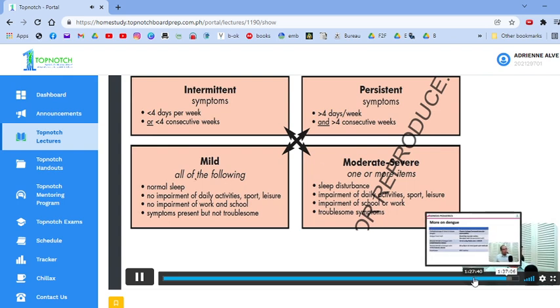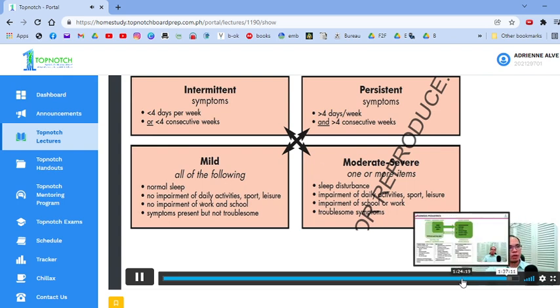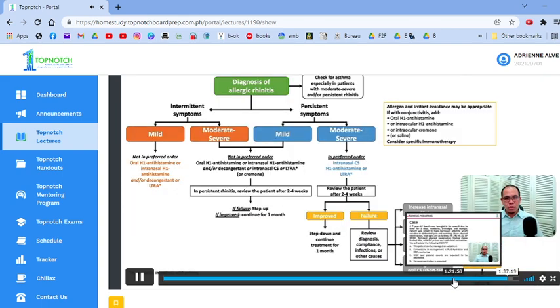Okay? Dapat sa mild, all of the following. Dapat walang interruption, normal sleep, walang activities na impaired, normal work, ganyan. Any one of these, moderate to severe na siya. Okay? And how do you manage it? Again, you can use your intranasal steroids.